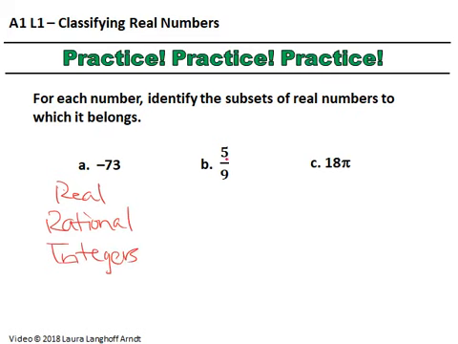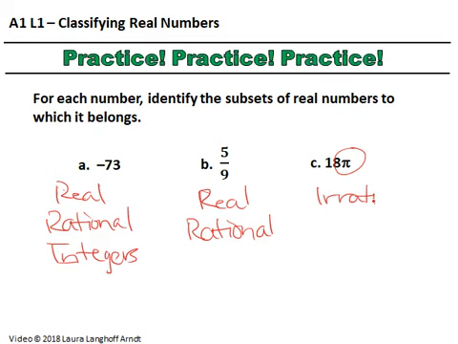Okay. Here we have a fraction, so we know it's not counting numbers, it's not whole numbers, and it's not integers. It's just the real numbers, since they all are for us here, and rational. And, ta-da, anything with a pi is irrational.